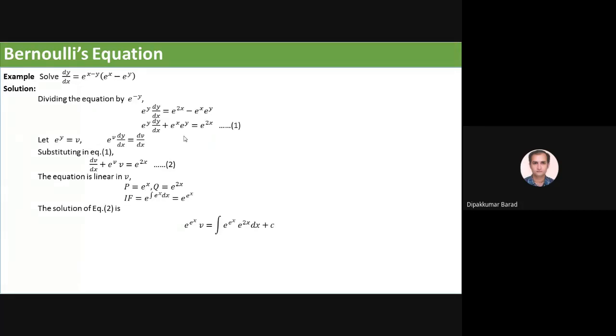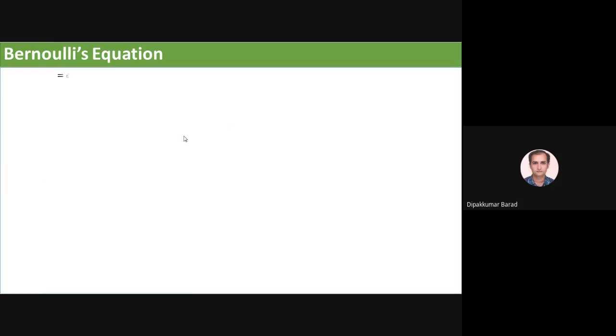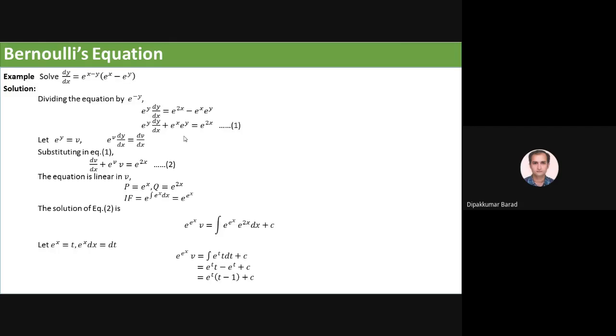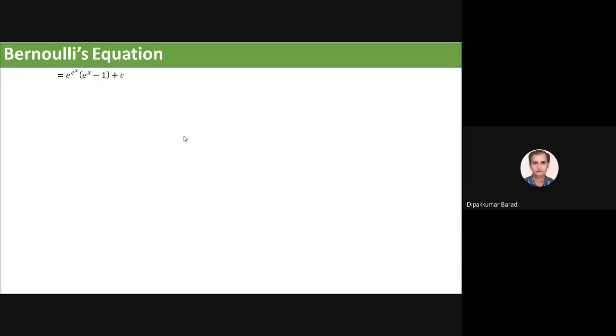Okay. Now e raised to x equal to t you have to consider. So you get e raised to x dx equal to dt, and e raised to e raised to x into v is equal to e raised to t into t dt. Again integration gives e raised to t into t minus e raised to t. So instead of t you can put e raised to x, and if we divide it by e raised to e raised to x, then we get v is equal to e raised to x minus 1 plus c into e raised to minus e raised to x. Okay, e raised to minus e raised to x.